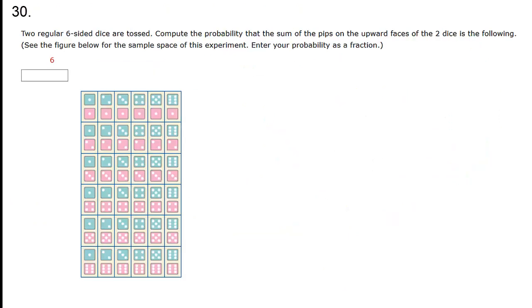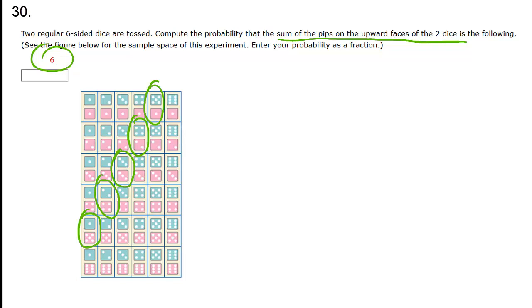30. 2 regular 6-sided dice are tossed. Compute the probability that the sum of the pips on the upward faces of the 2 dice is the following. And they want to know what the probability is that the sum is 6 in this particular problem. So we're looking for a sum of 6. And if they give you the visualization, you just scan through it and find all the 6 sums. So 1 and 5 is 6, 2 and 4 is 6, 3 and 3 is 6, 4 and 2 is 6, 5 and 1 is 6.